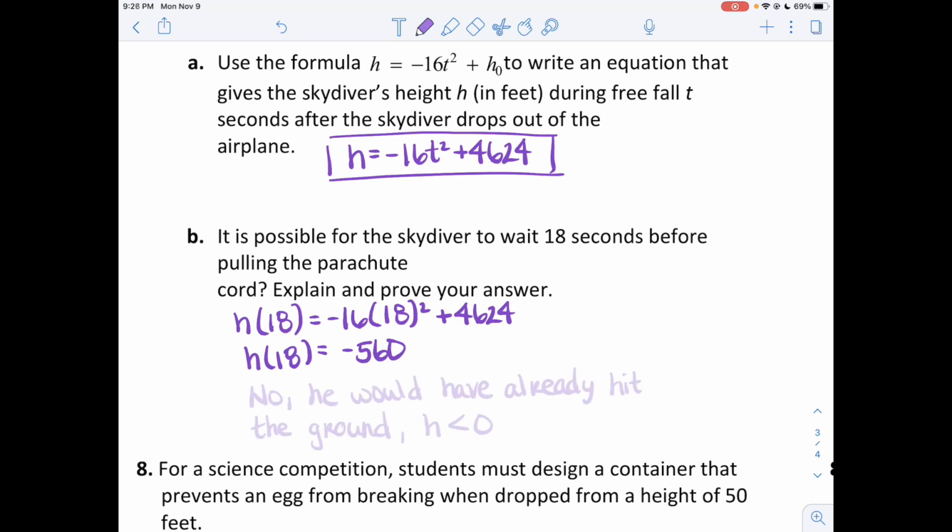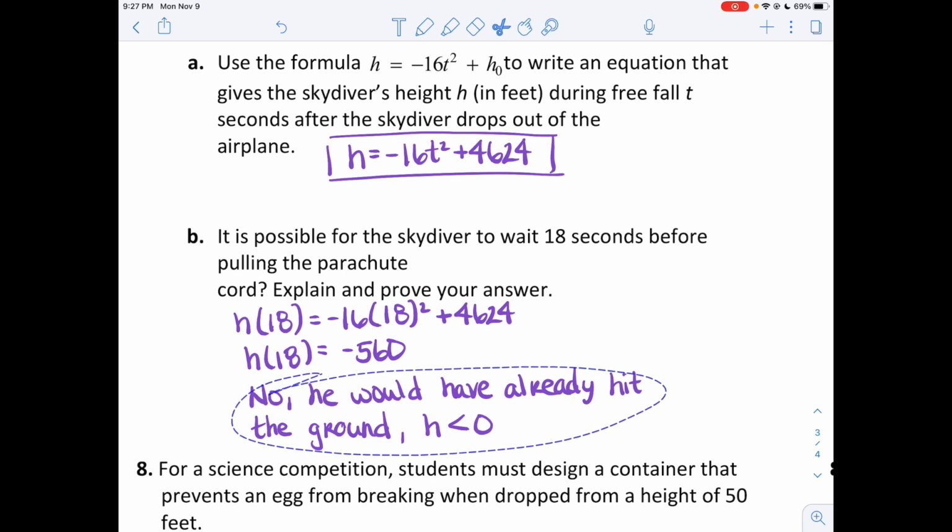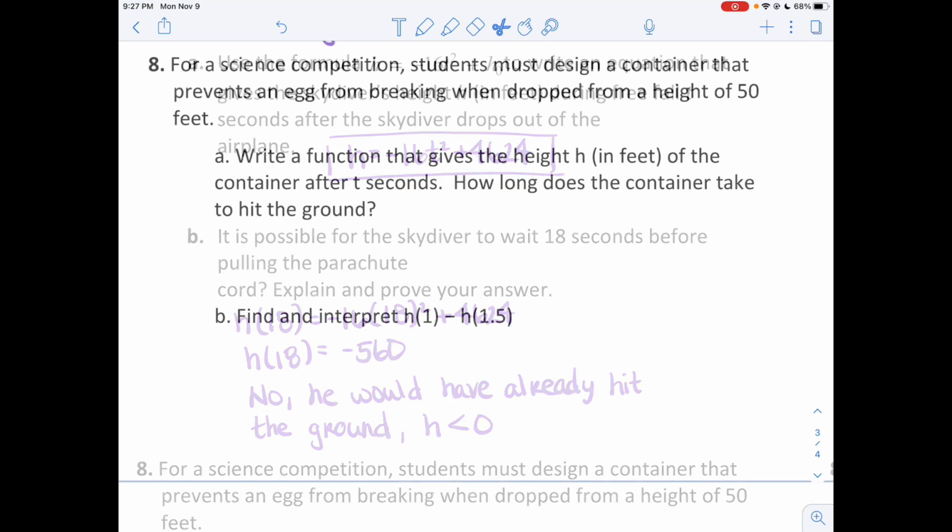We don't want that. So to summarize, no, he would have already hit the ground before 18 seconds because our h value isn't greater than 0. Remember, 0 is the ground. It's actually less than 0. So that means that he's already hit the ground before 18 seconds.